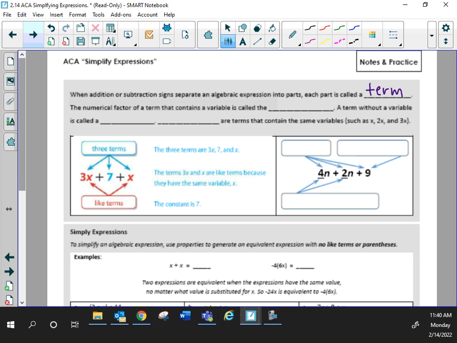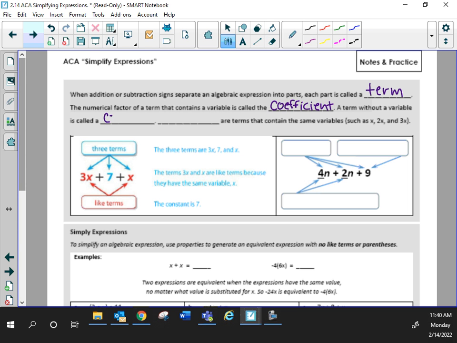The numerical factor of a term that contains a variable, so like here, whenever it has a variable and a factor, so 3 and x, when it has a letter and a number, that number is called the coefficient. Everyone say the word coefficient? Coefficient.